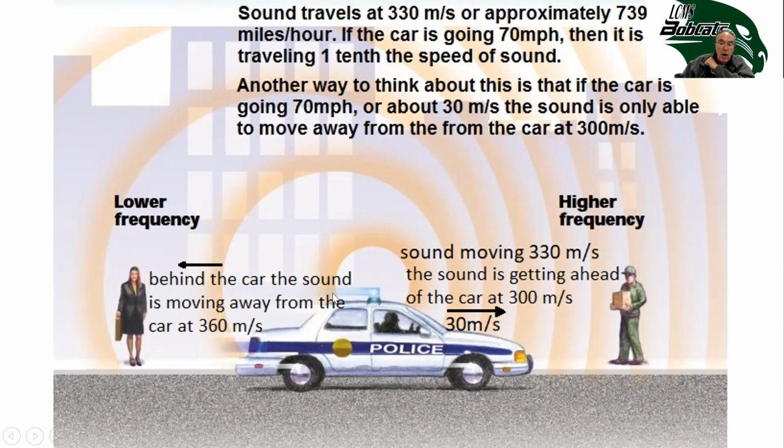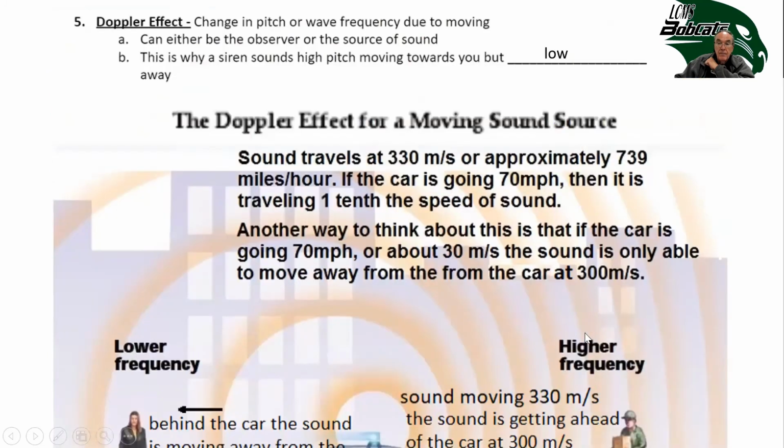Now, behind the car, the sound waves are going away from the car at 330 meters per second, but the car is moving in the opposite direction at 30. So these sound waves are going to have a difference of 360 meters per second. So they're going to be farther apart, and these are going to be closer together as the car drives towards its own sound waves.